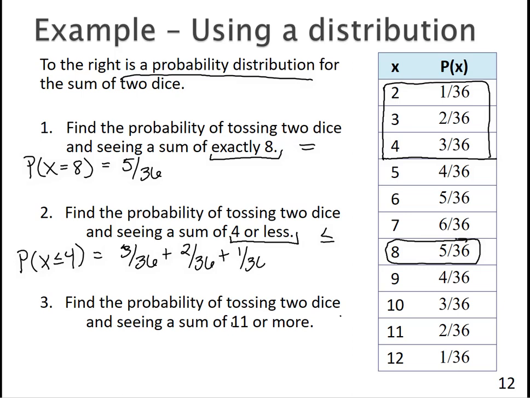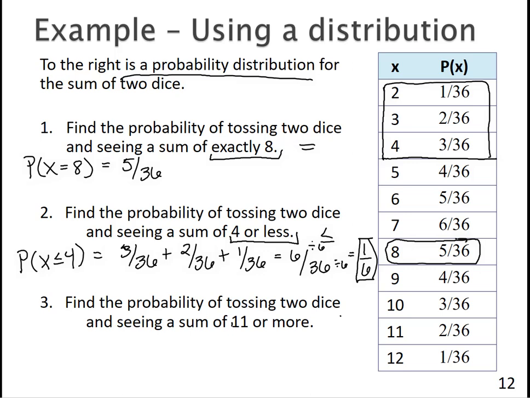And again, I'm just going to add those up. Since I didn't simplify my fractions, I can just add the numerators. My denominator will remain 36. And I get an answer of 6/36. Now your homework is going to want a simplified fraction, so let's go ahead and simplify by 6. I'm going to divide the numerator and denominator by 6, and I get 1/6. So the probability of seeing 4 or less, or rather P of x less than or equal to 4, is 1/6.